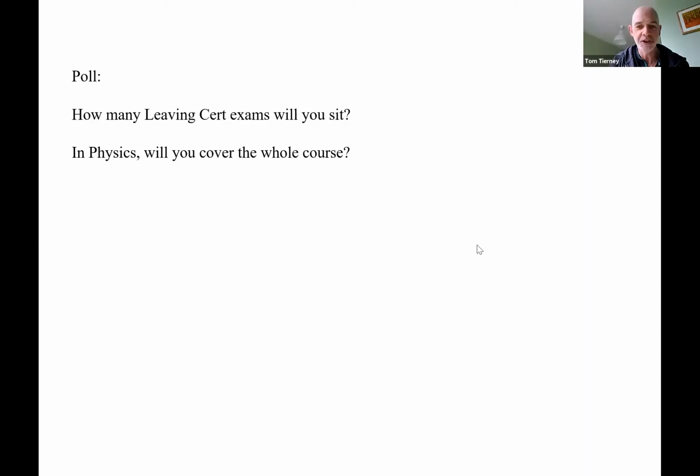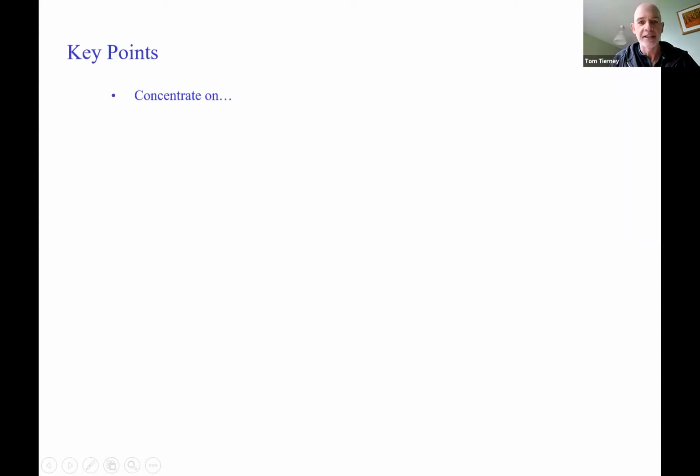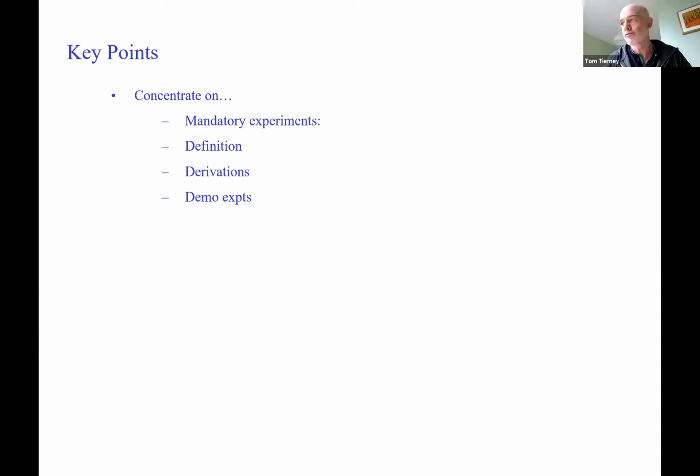So loads of good intentions out there. Look, I think that's great. I don't want to be judging anyone. I know some of you said no there, and you have to figure out the situation you're in now based on what's happened in your class, what's happened with you, how much work you've done in the past, and does it make sense to leave it? Well, let's just tie this in with the next slide. So regardless of what position you're in and whether you're looking for the top grades or the scraping through grades, you should concentrate on mandatory experiments, definitions, derivations, and demonstration experiments. They alone will get you like a H5 at best, even if you got nothing else.